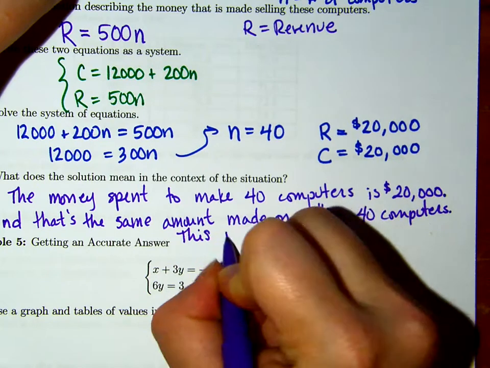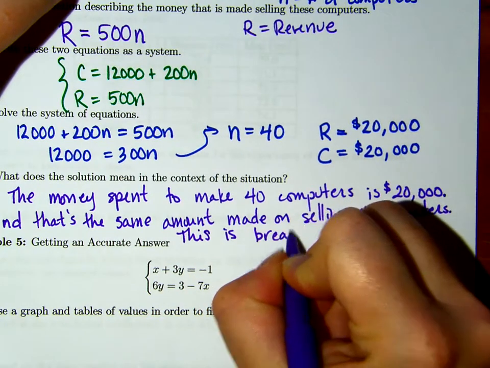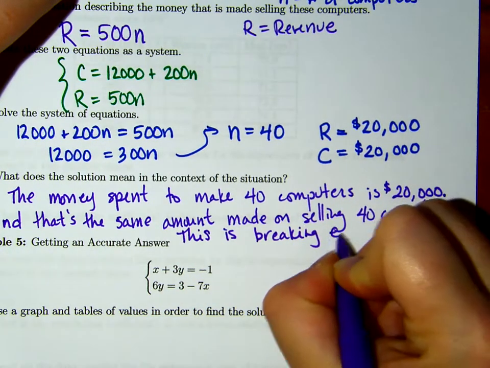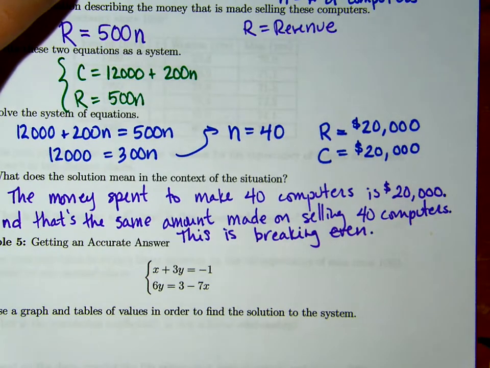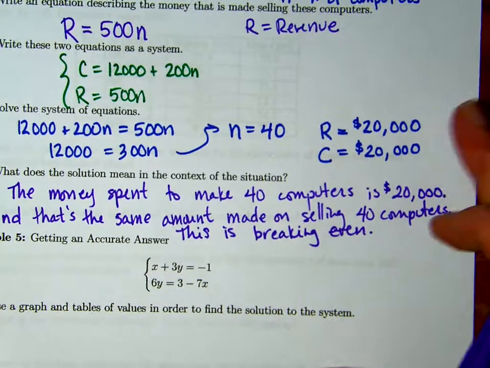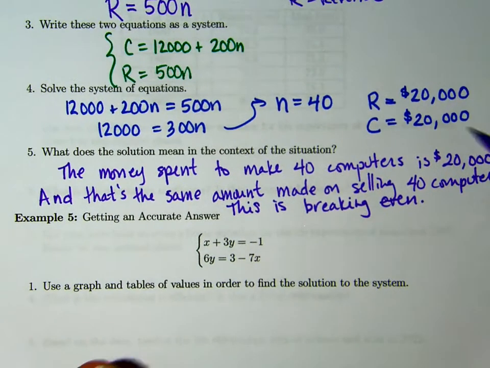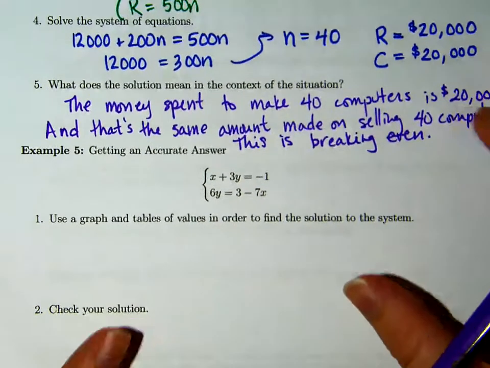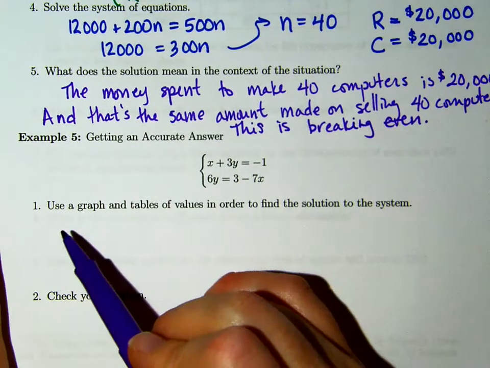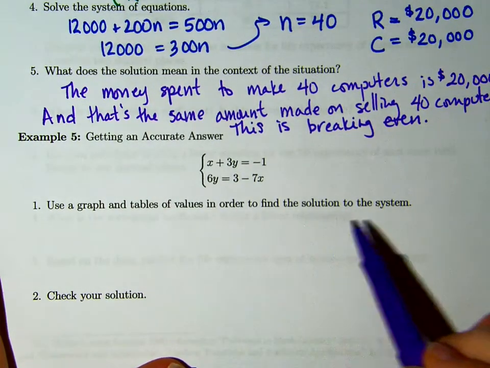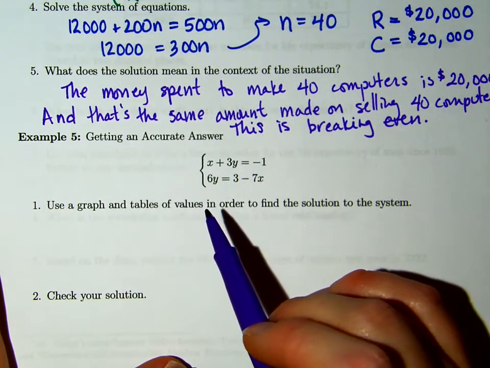This is breaking even. Money out is the same as the money in. All right, let's take a look at example 5, getting an accurate answer. It says, use the graph and table of values in order to find the solution to this system.